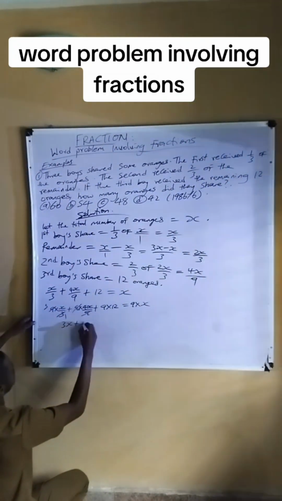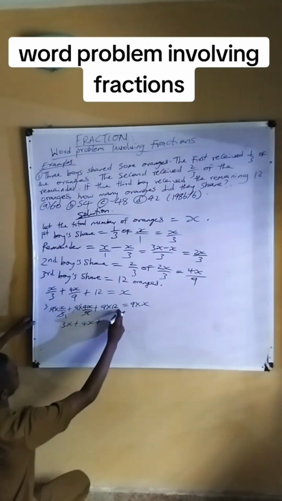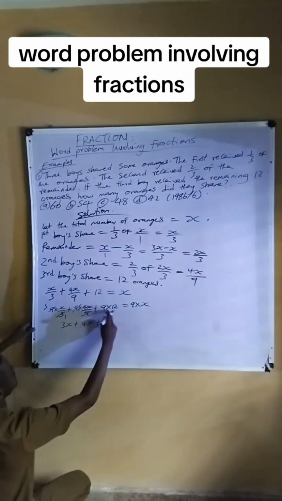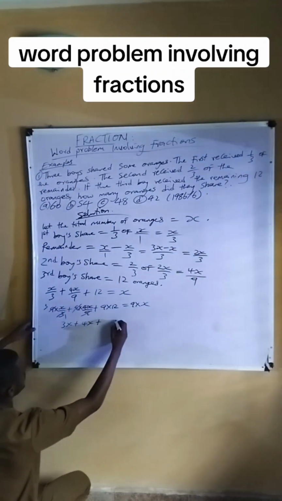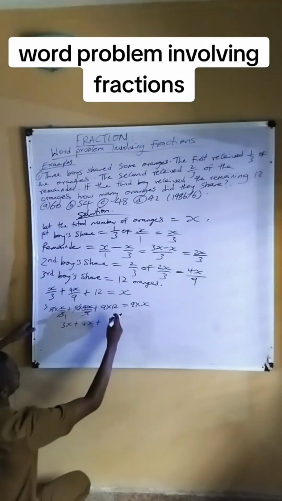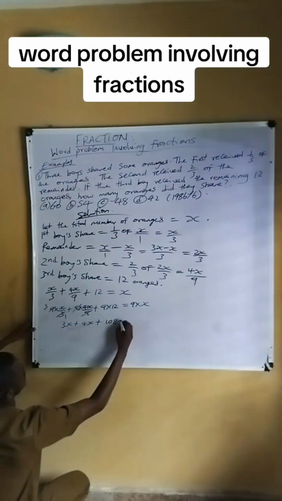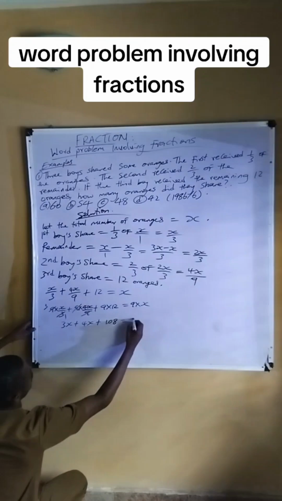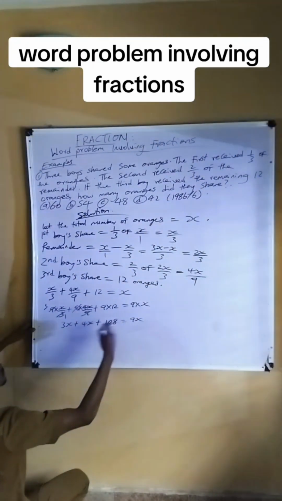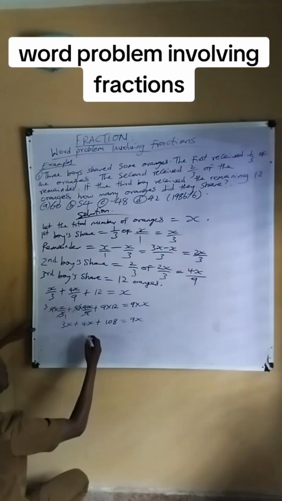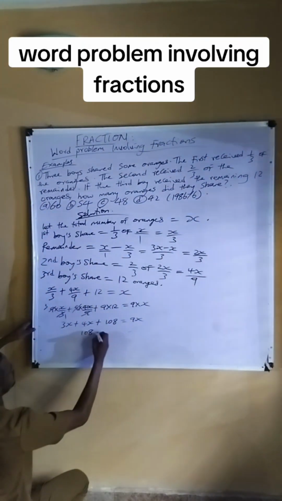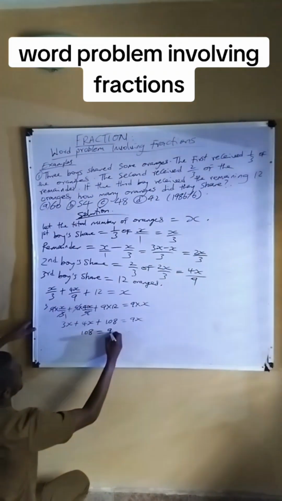You are going to have 4S plus 9 times 12. 9 times 2 will give us 18, put down 8, carry 1, which gives us 108, equal to 9 times S, which will give us 9S. When you have something like this, what do you do? You collect like terms. So now it becomes 108 equal to 9S.